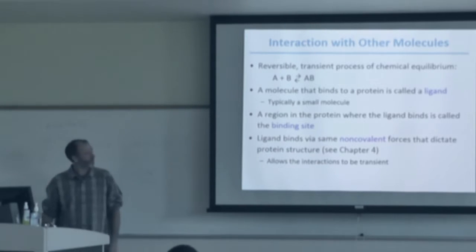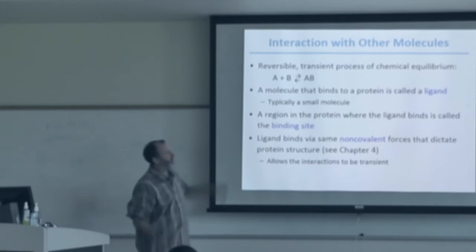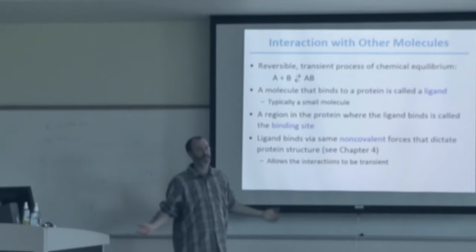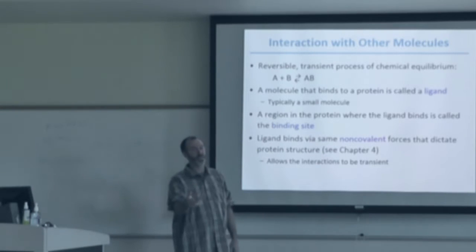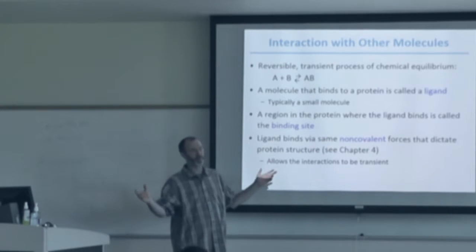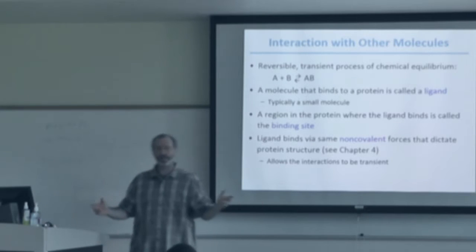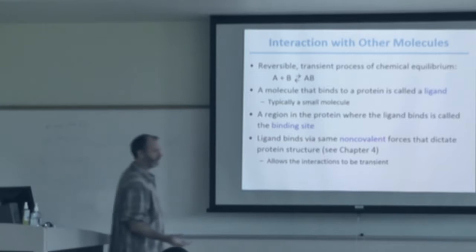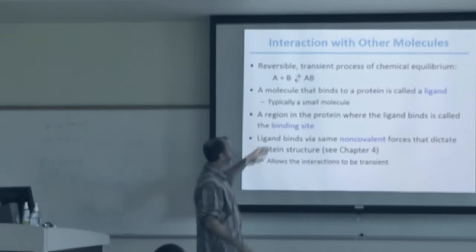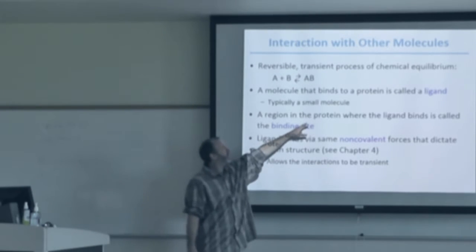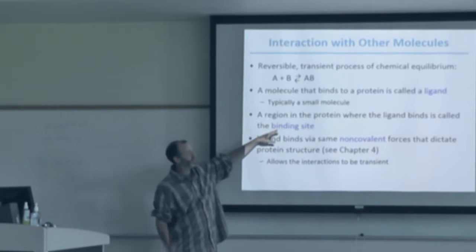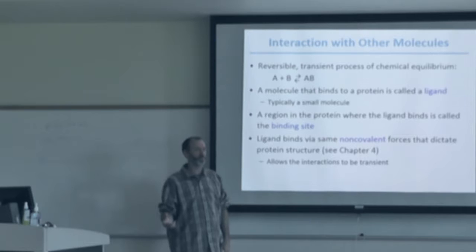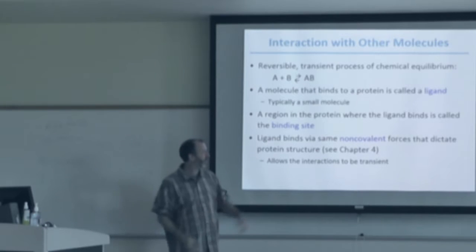We'll see. And we already talked about ligands, right? A molecule that binds to a protein is called a ligand. They can be other proteins. Don't just assume that they're all small molecules. When we're talking pharmacology or drugs, often it's a small molecule that's considered a ligand. But they can be other proteins. A region in the protein where the ligand binds is called the binding site, and that's pretty self-explanatory, right? The binding site is where the ligand is going to bind.